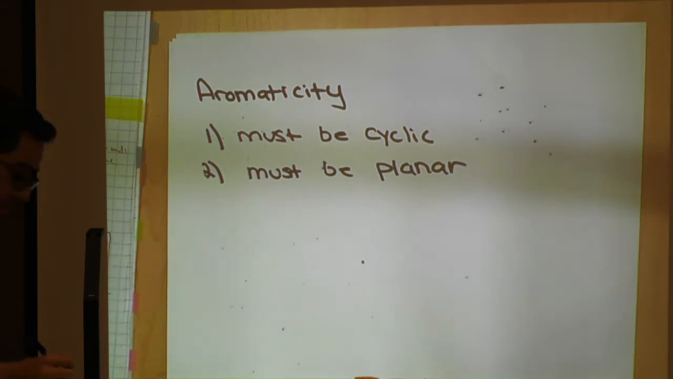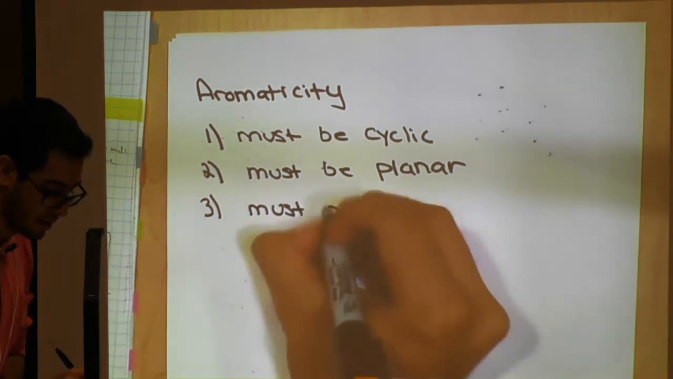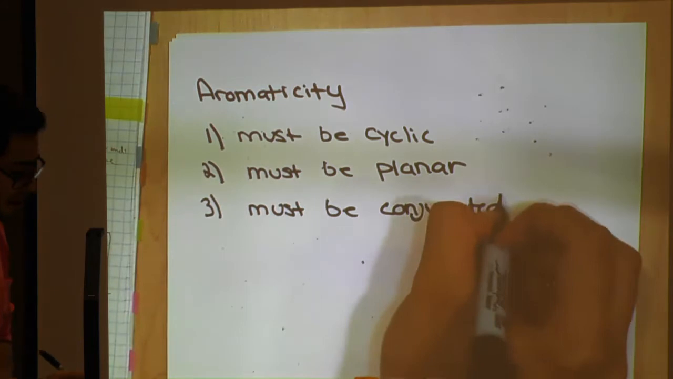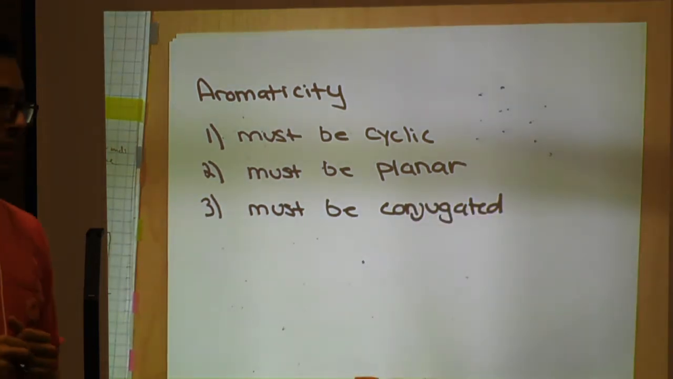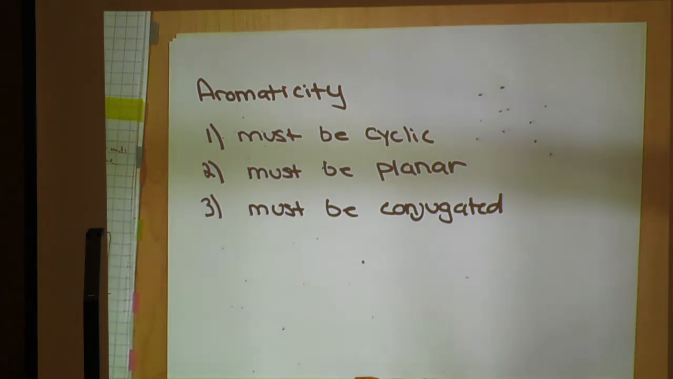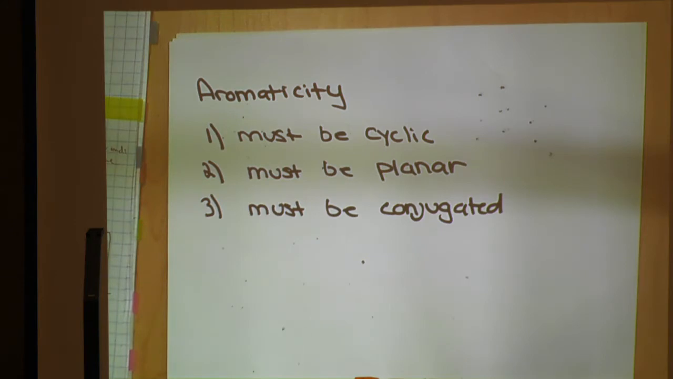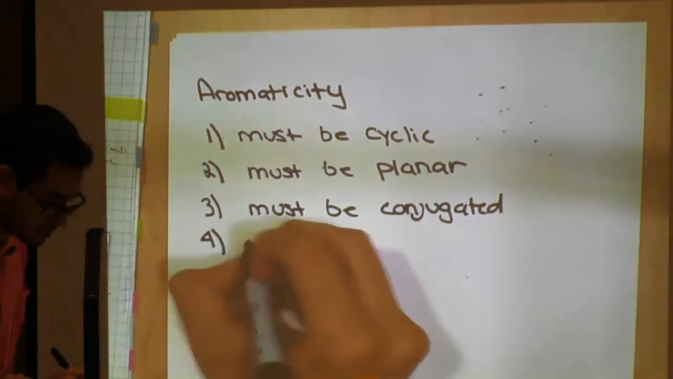Three, it must be completely conjugated, which means that the double bonds are always only one bond length away from each other. So it's double bond, single bond, double bond, single bond. No matter where you are in the structure, there must be a double bond one single bond length away. If it's not, then you have broken that rule. You're not completely conjugated. You can't be aromatic. Four is Huckel's rule.